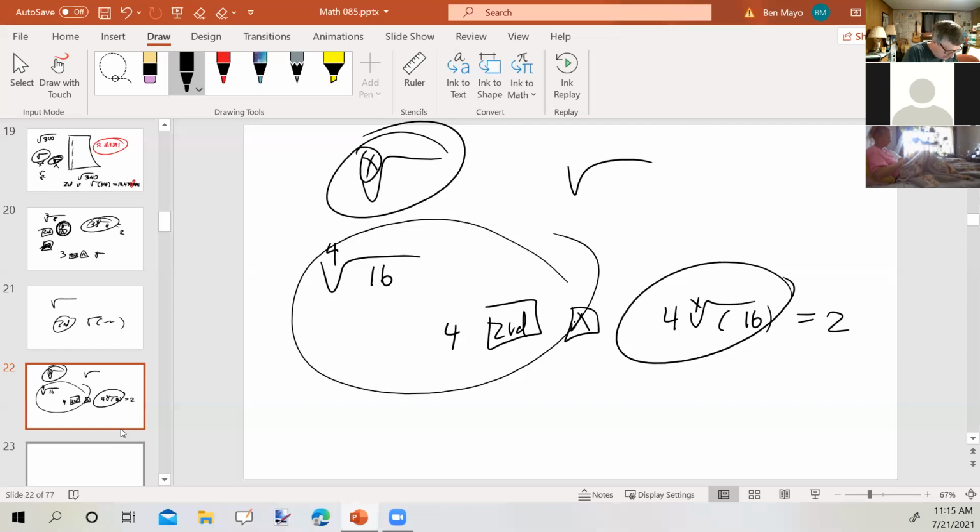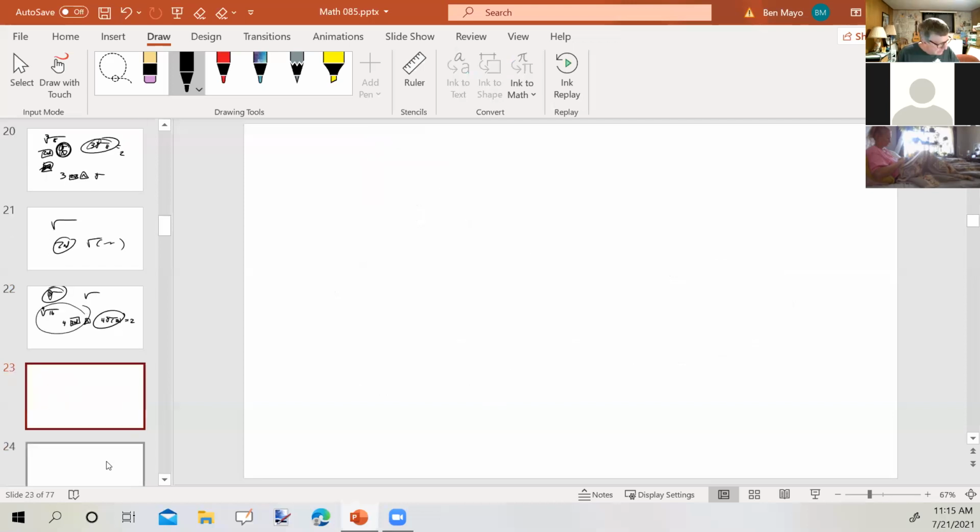Let's see here. All right, now this says simplify each expression. Assume that all variables are unrestricted and use absolute value symbols when necessary. Okay. Assume all variables are unrestricted.